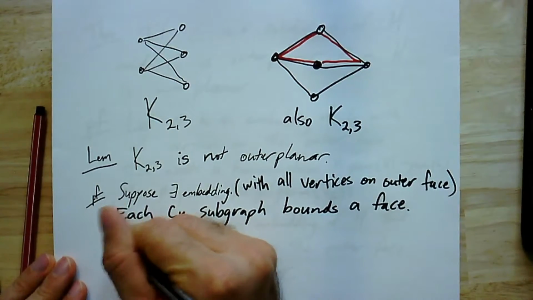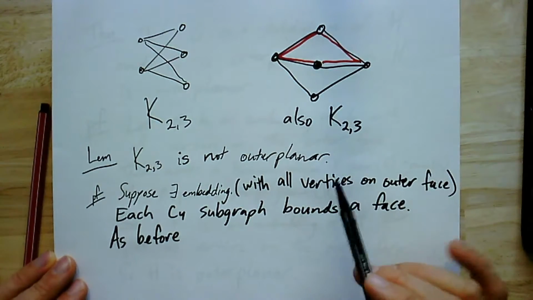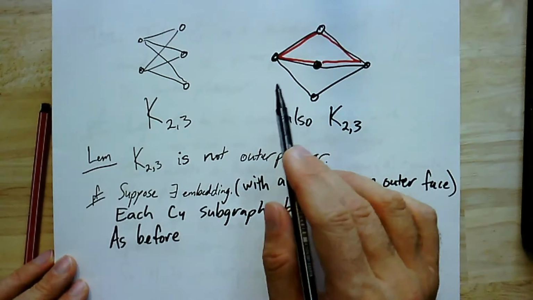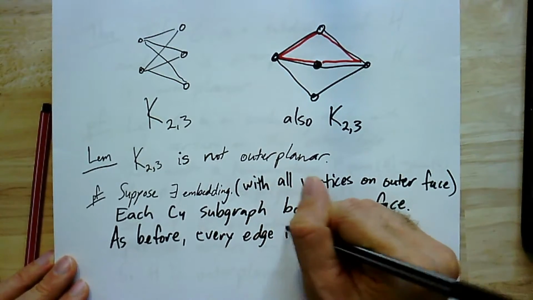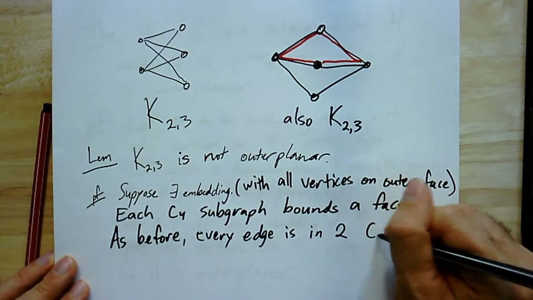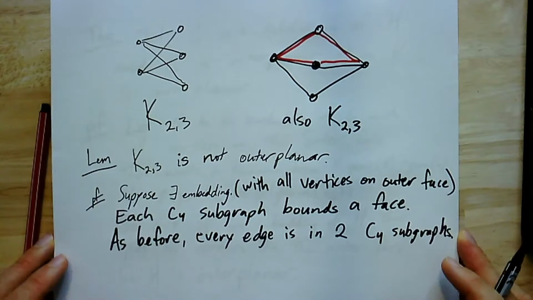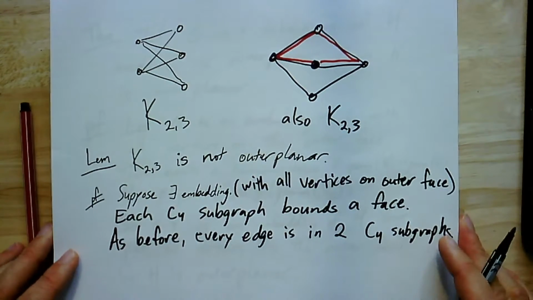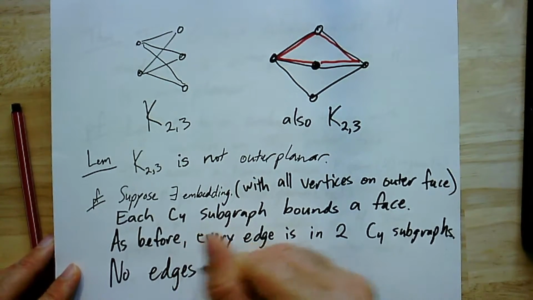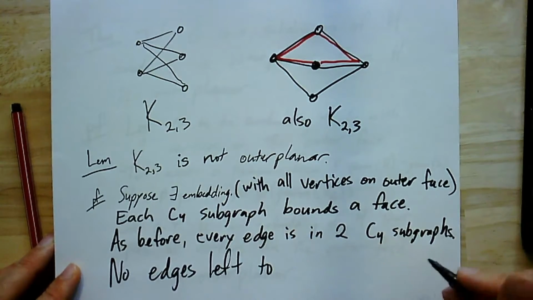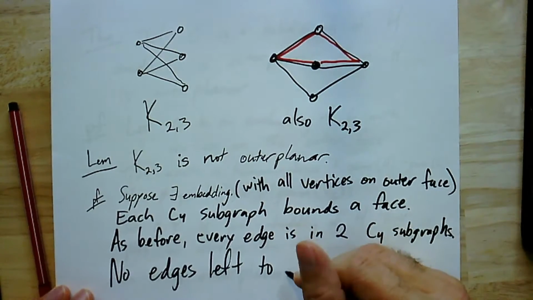So as before, you can work through the same kind of logic that we did before with the K4, then you're going to see that every edge is in 2 C4 subgraphs, which means that it's already incident to 2 different faces. And so there are no edges left to bound the outer face. Because the outer face can't just be a C4 subgraph, right? Because it has 5 vertices.